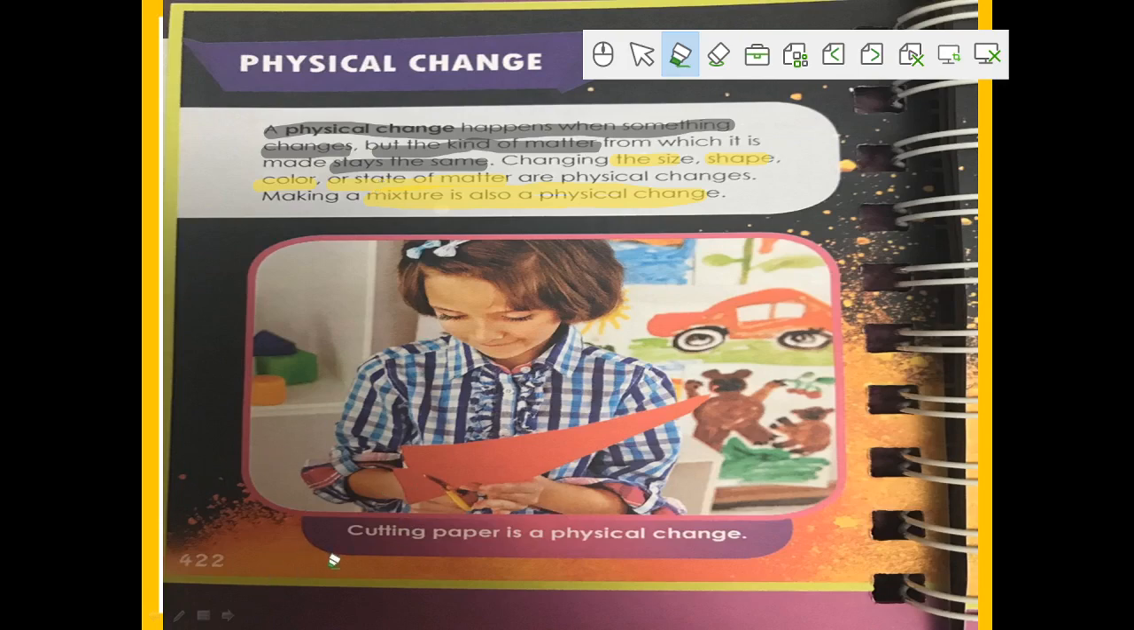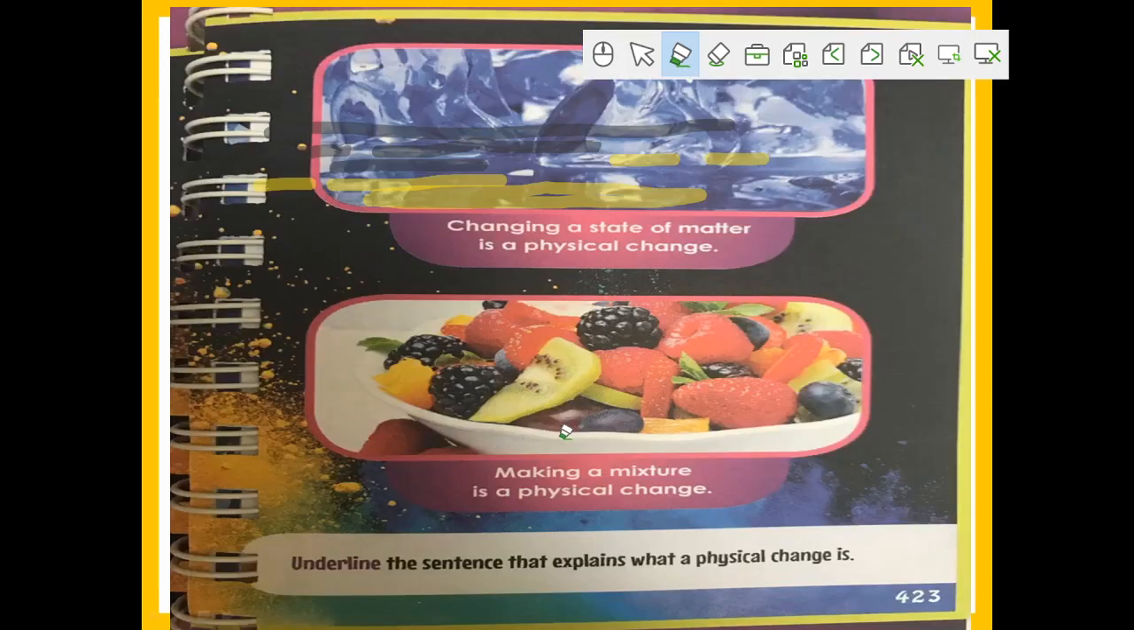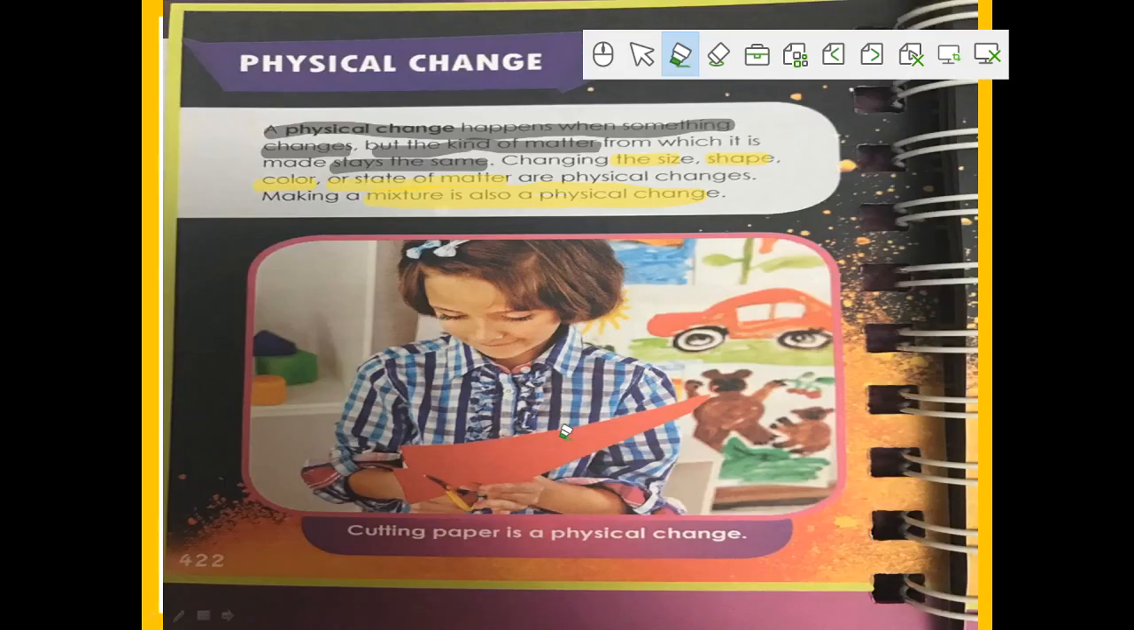Look here at this girl. She's cutting paper. Look. So she changes the shape of the paper and the size of the paper. So this is physical change. Changing the size and the shape. So this is physical change. Okay.